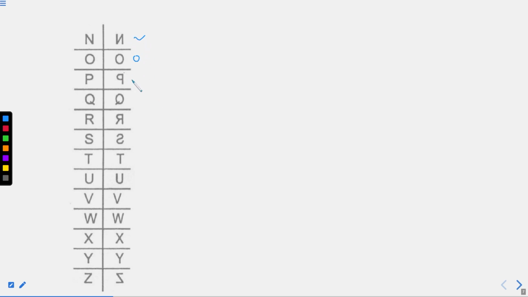Now we talk about P, not similar. Q, not similar. R again not similar. S is not similar. T is similar. U is similar. V is similar. W is similar. X is similar. Y is similar and Z is again not similar. So how many here? 1, 2, 3, 4, 5, 6 and 7. So total 7 plus 4 comes out to be 11, right? So total 11 alphabets are there, those having the same mirror image.